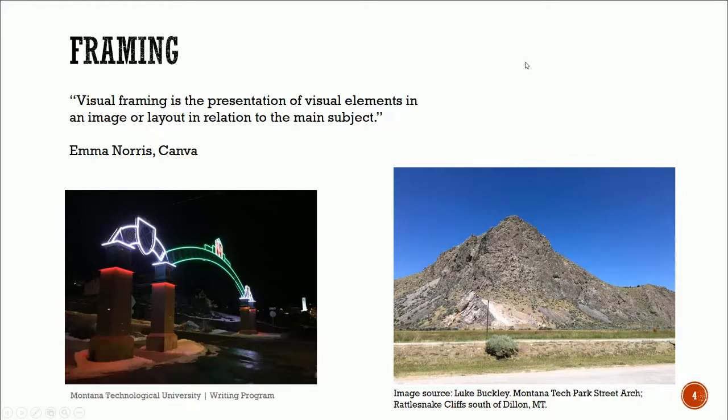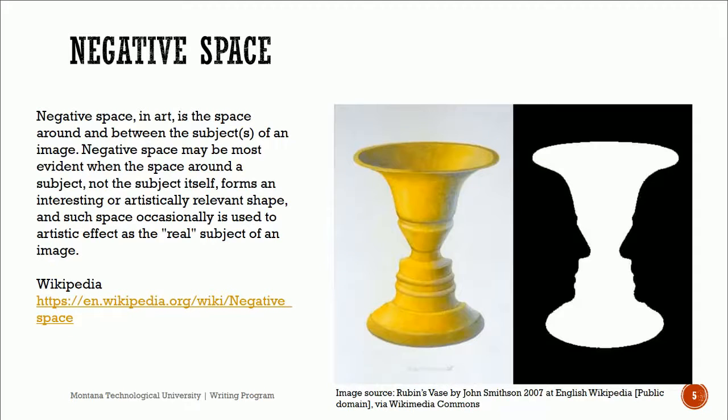Okay, so framing. How do you put stuff together on your page, and what does it look like at first glance when your user comes to it? Right. Negative space. From Wikipedia, you see on the left-hand side here, is the space around and between subjects of an image. And the example picture we have here, Rubin's vase, John Smithson created. On the left-hand picture, you see a yellow vase. But if we remove the yellow vase on the right-hand side there, you'll see that we could say there are 2 faces staring at each other.